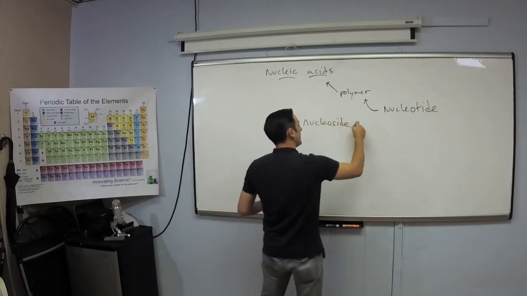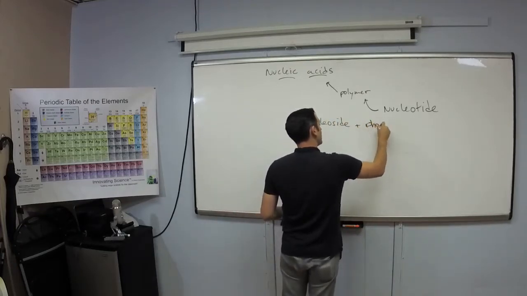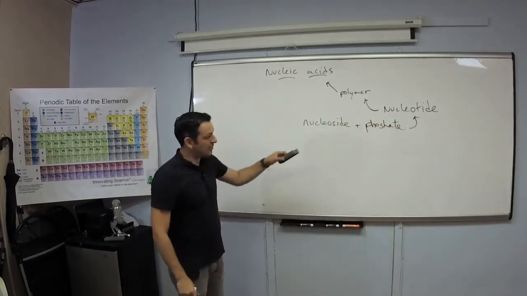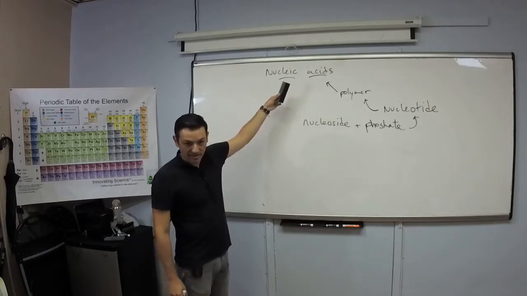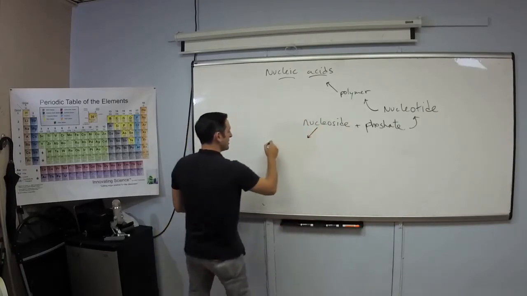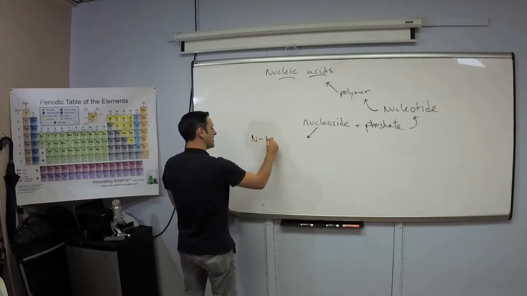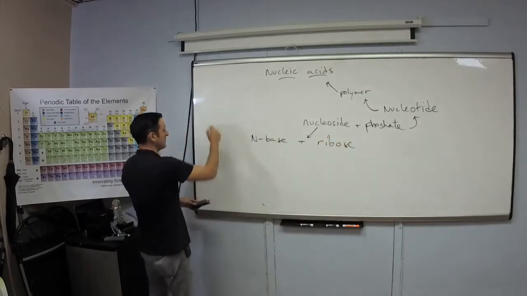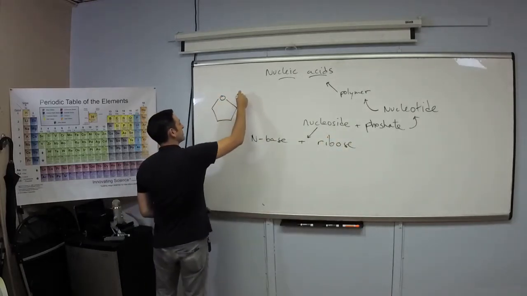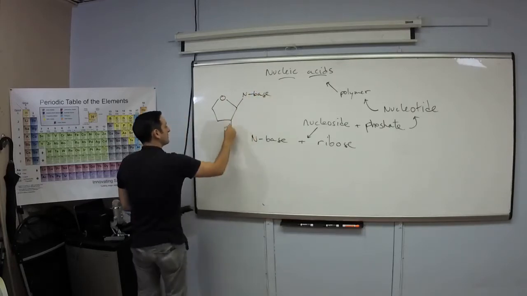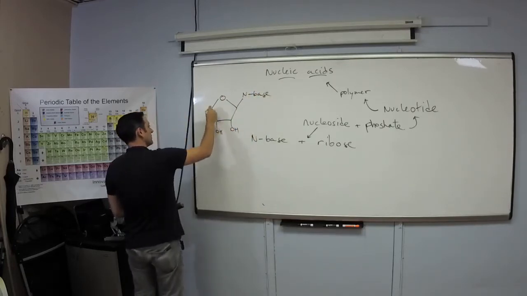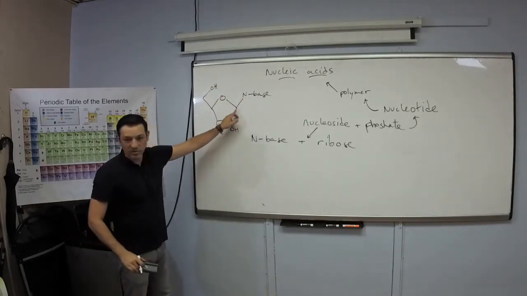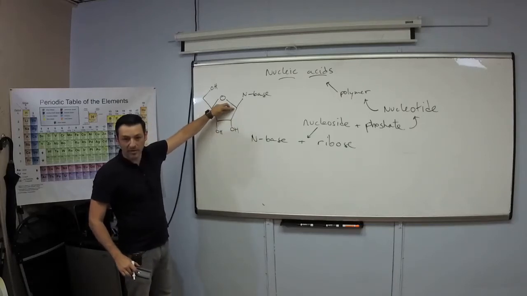Nucleoside plus phosphate makes a nucleotide. A nucleotide links up in a polymer called a nucleic acid, right? And a nucleoside is a nitrogenous base plus a ribose linked like this, right? In an N-ribosidic bond to carbon 1, the anomeric carbon.